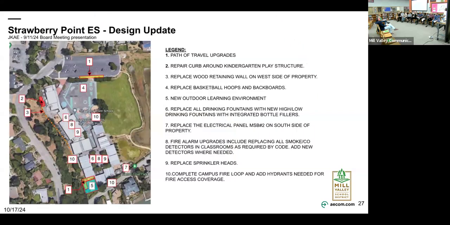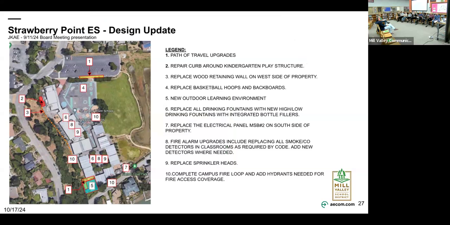So, Sandrine will give an update on Strawberry Point and Tam Valley, which are our school sites that are slated for construction with our modernization projects this summer. And so she'll go over what's involved in that and just any additional information.